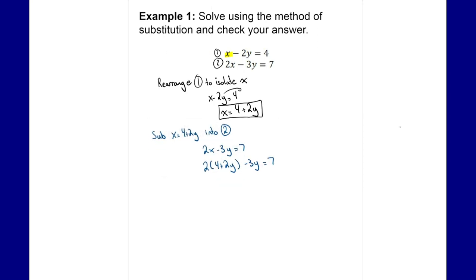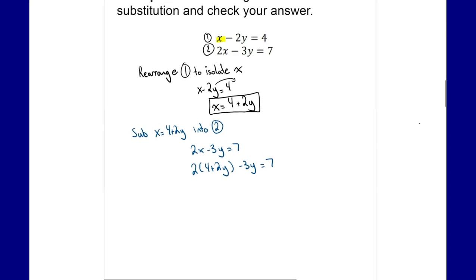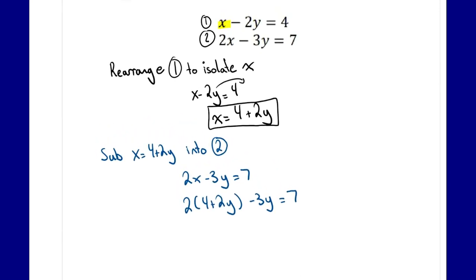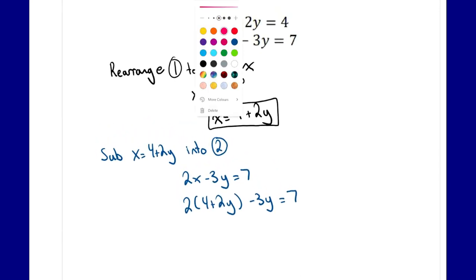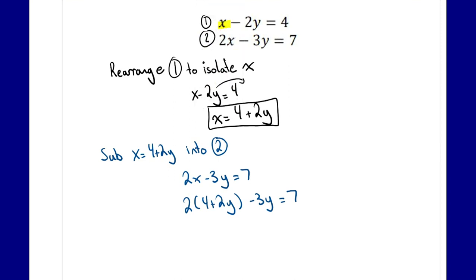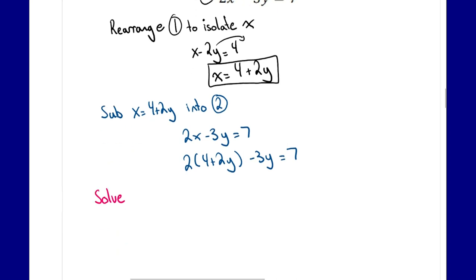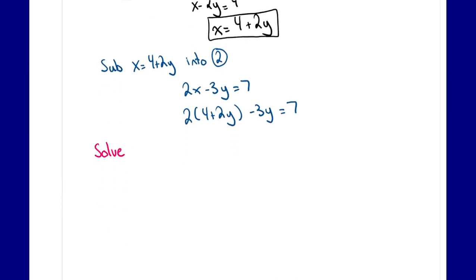So I'm going to substitute into equation 2, which I did. The next step, what we're going to do next, is we want to then solve. So I want to solve this equation for y. That's the only variable left. So first things first, I want to expand. I want to multiply that 2 through the bracket.